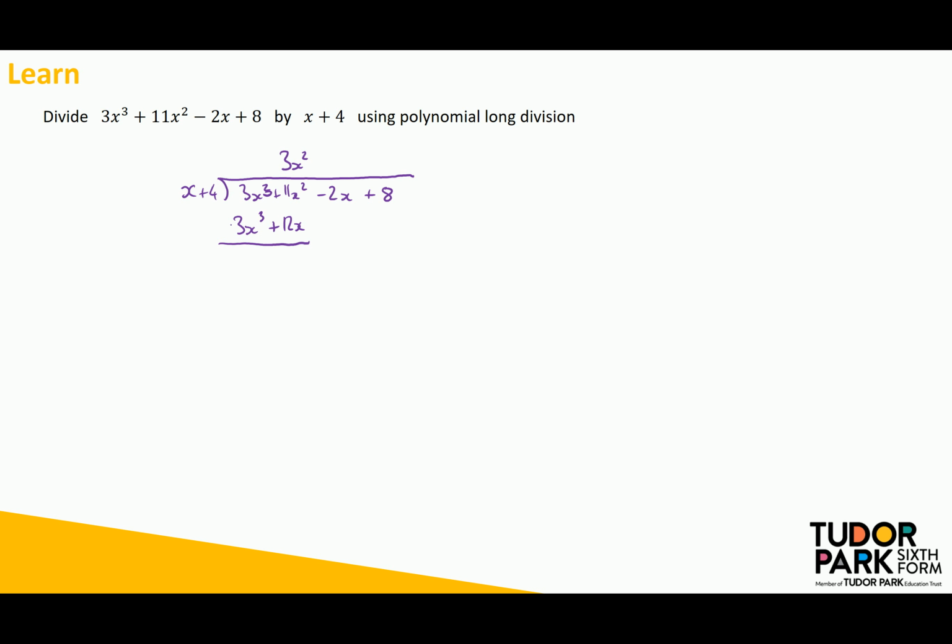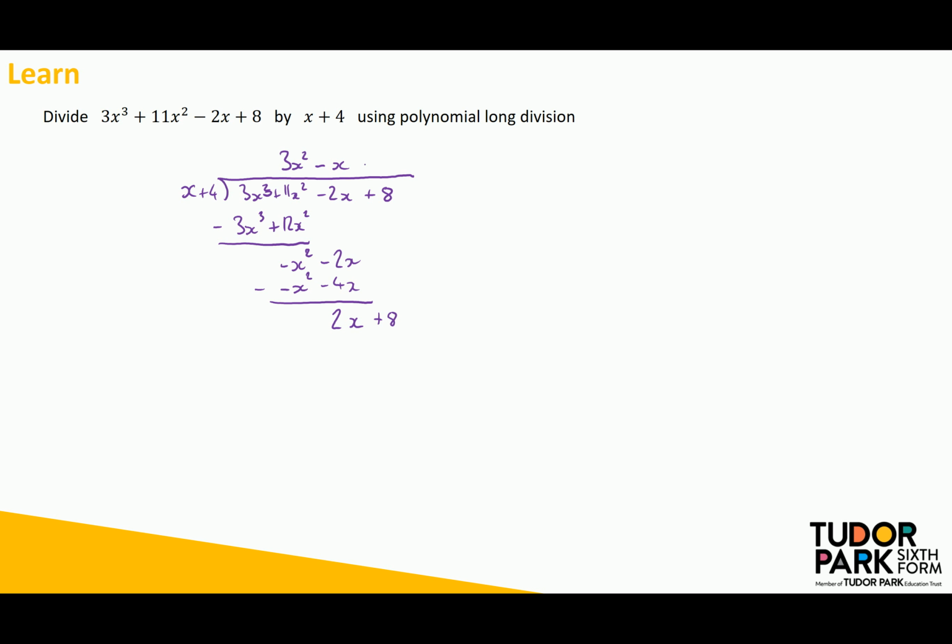Now, just like with our long division, we subtract and see what we've got left over. 11 take away 12 is going to leave me with minus x squared, minus 2x. I'm just dropping the next term down. And I repeat. How many x's go into negative x squared? Negative x. Multiply negative x by all of this, I get negative x squared, negative 4x. And do my subtraction. This time, negative 2, take away negative 4, that's going to give me positive 2x. And again, drop the next term down for me.